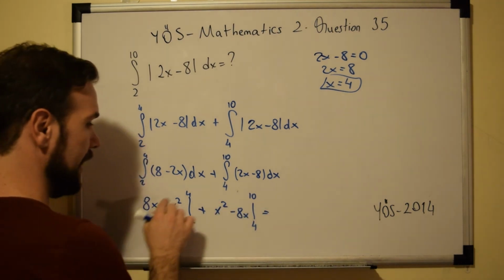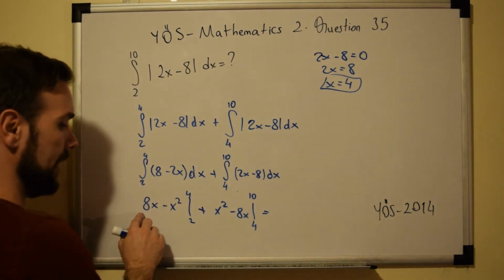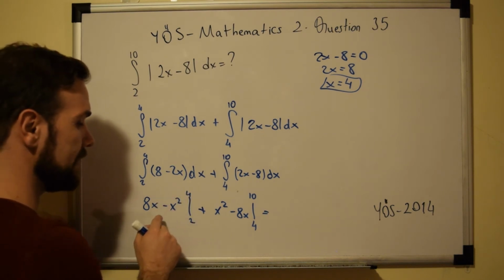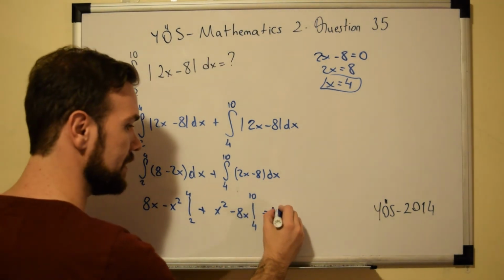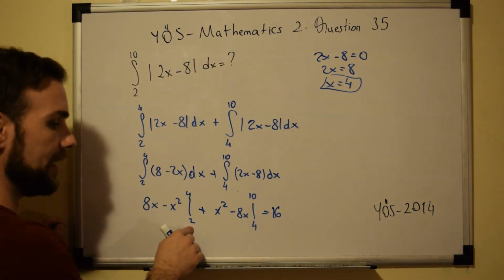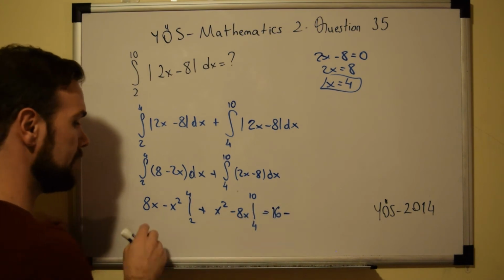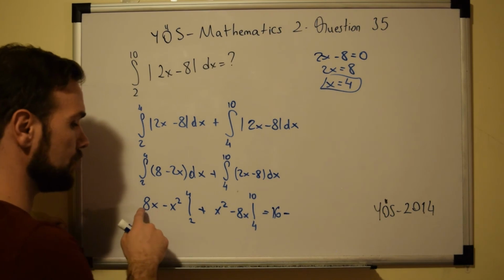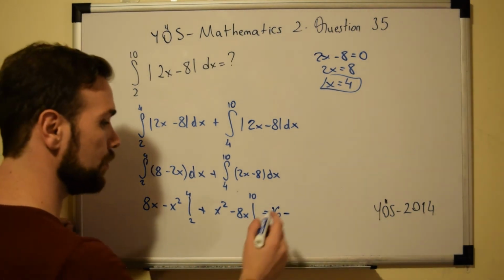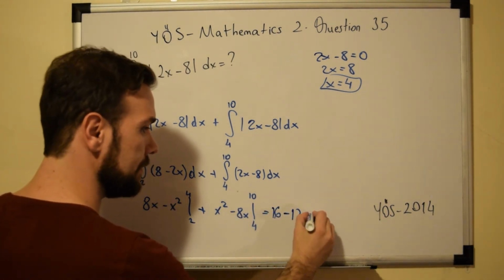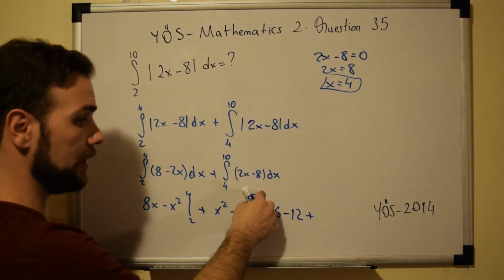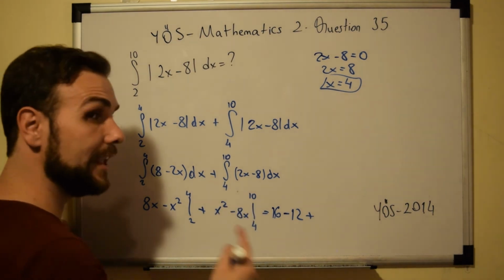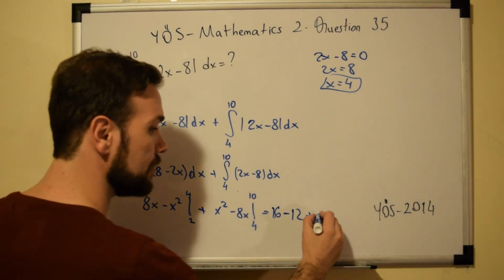So if we take x as 4, we have 8 times 4 is 32. 32 minus 4 squared, which is 16, so 32 minus 16 gives us 16. If I give x the value of 2, here it is going to be minus 8 times 2 is 16, minus 2 squared is 4, so 16 minus 4 is equal to 12. Plus, here we give x the value of 10, so 10 squared is 100, minus 8 times 10 is 80, so 100 minus 80 is 20.